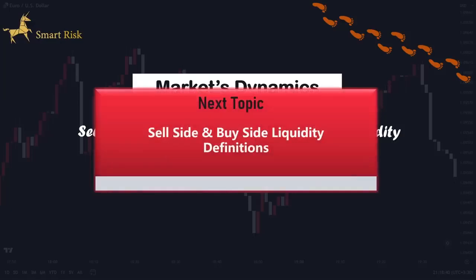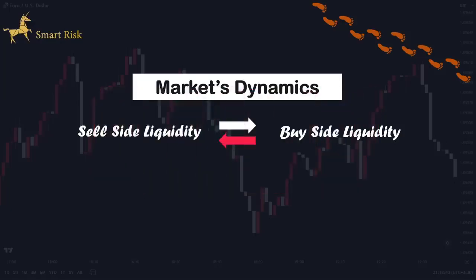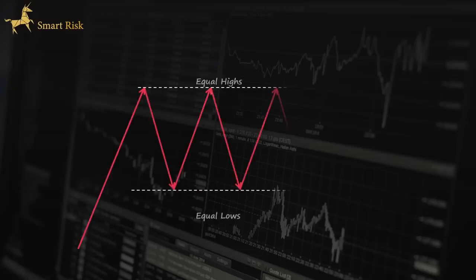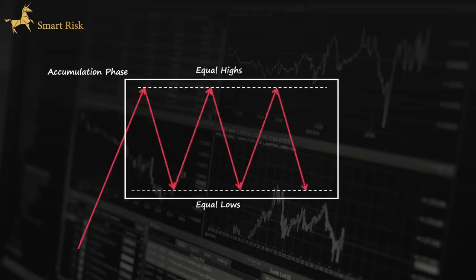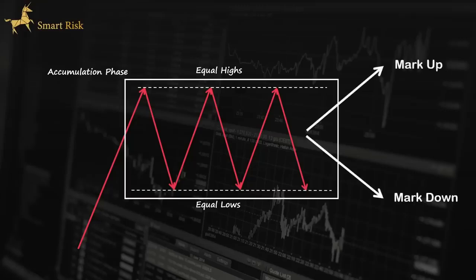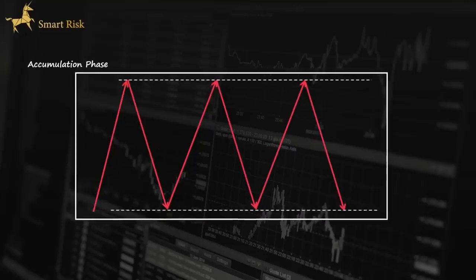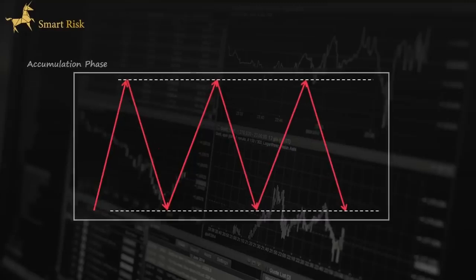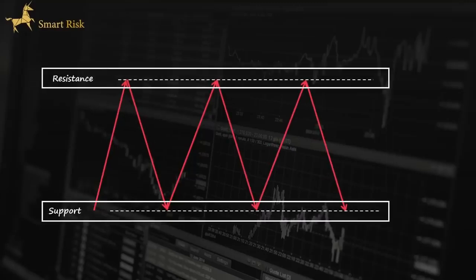Now let's have a quick breakdown of each one and see what is the psychology behind them. Imagine price entering into the accumulation phase as illustrated. So here price has created equal highs and equal lows before starting the markup or markdown phase. If we look at this accumulation here, we see that we have a support at the bottom and also a resistance level at the top of the structure.